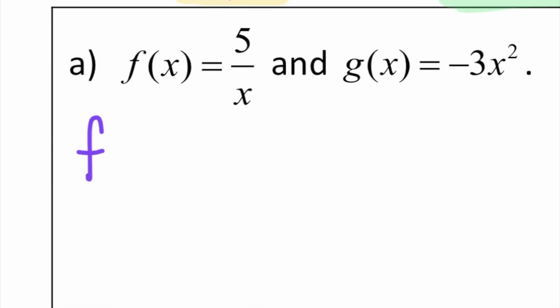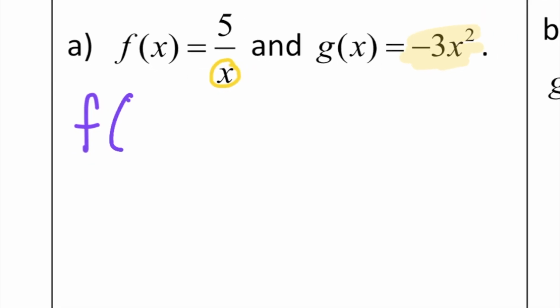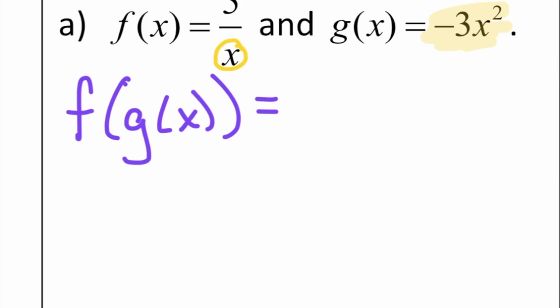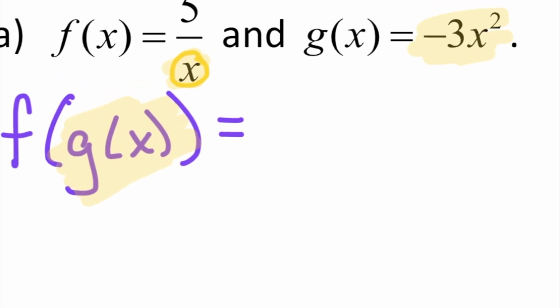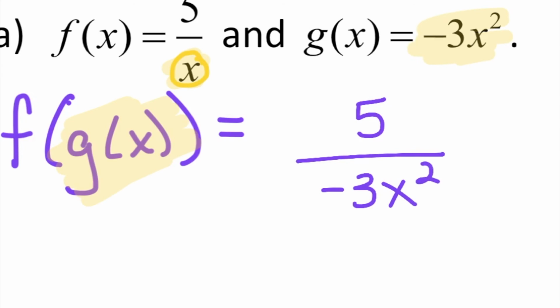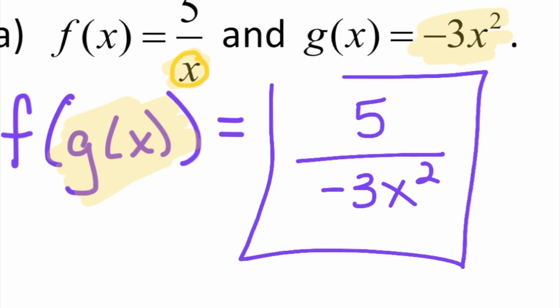So anyway, I'm going to take this function g, and I'm going to put it where the x is in function f. And so this first problem is fairly straightforward. I like to start by writing f of g of x equals, and then I'm going to take that g of x and make it the denominator with 5 in the numerator. And that whole thing just becomes 5 over negative 3x squared. That cannot be simplified. You'll need to simplify anything that can be simplified, but in this problem, it cannot be simplified.